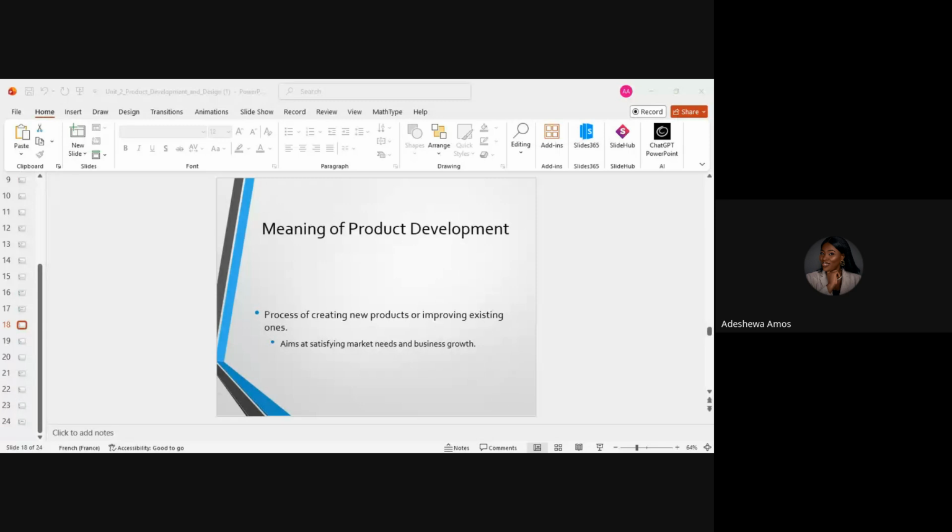So meaning that if I buy this biscuit, it's big. You said it will fall under product development. Is that what you are saying?